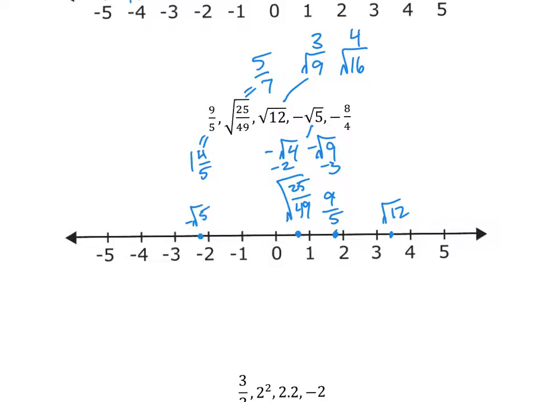Okay, and then -8/4, well, we can divide 8 by 4, and that gives us -2. So right on -2 is where we'd have -8/4. Okay.